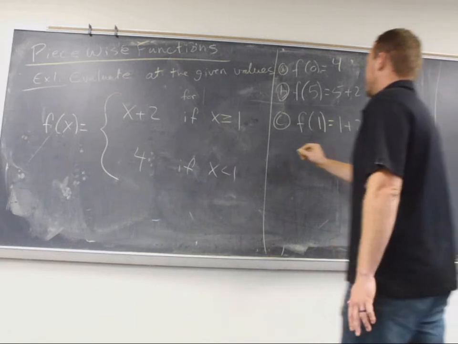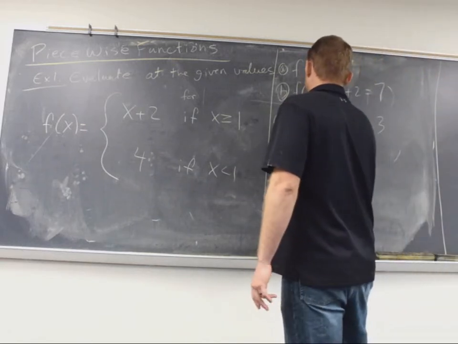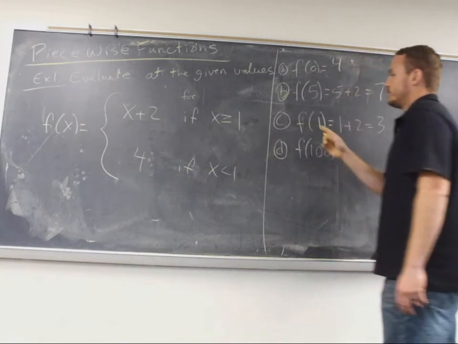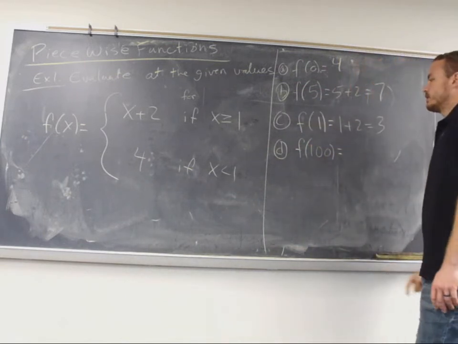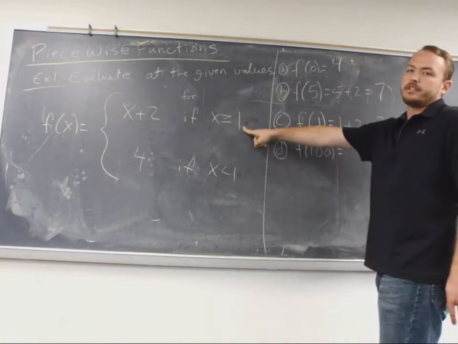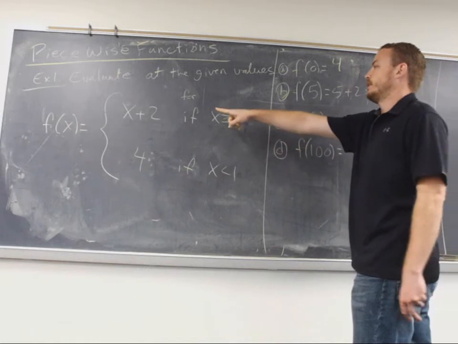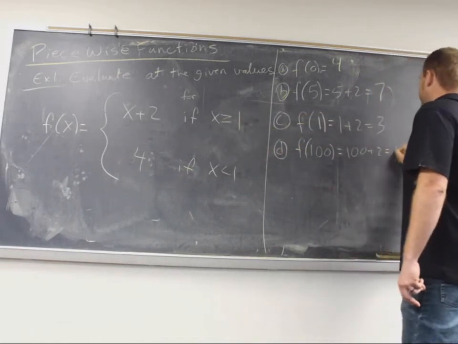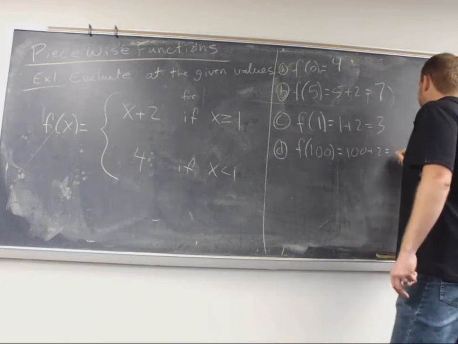All right, and so it doesn't matter how big or small the number is. If I have f of 100, you still just see which one it falls under. 100 is greater than or equal to 1, so I use x plus 2. X plus 2 means 100 plus 2, which is 102.